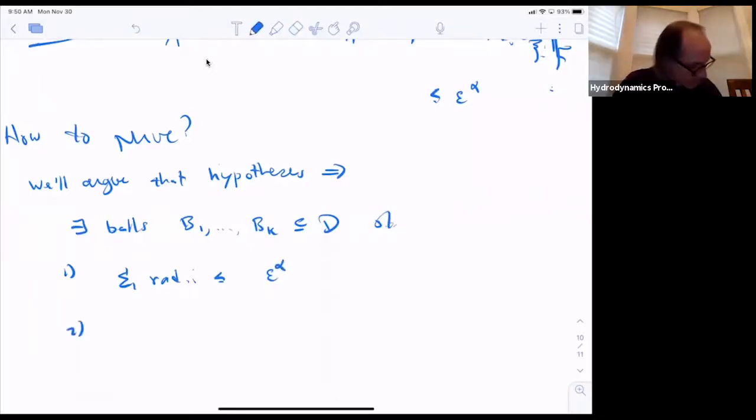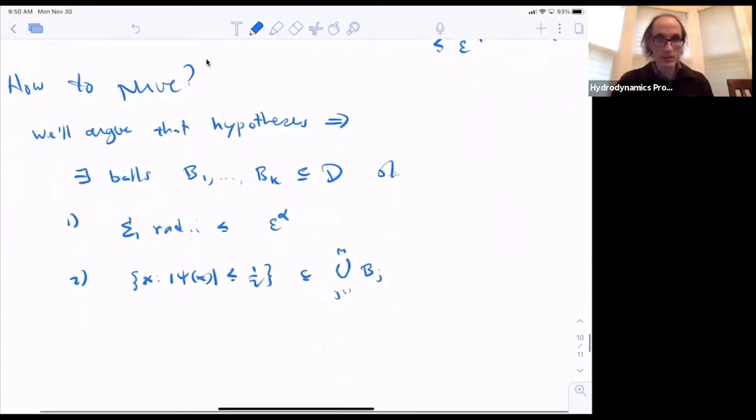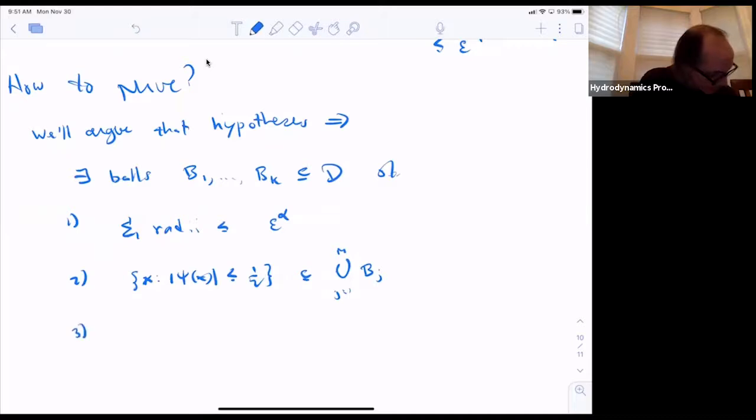And the set of points x where psi of x is less than 1/2 is contained in the union of these balls. And so I claim that, and then we'll define, then the conclusion holds.